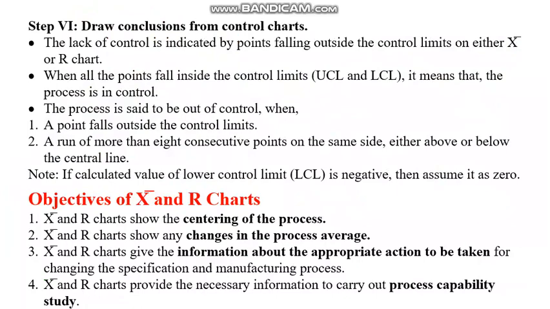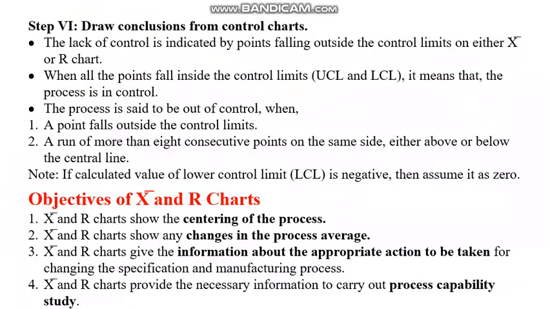To draw some conclusions, by looking at that, we should be able to say whether our process is under control or not. Lack of control will be when a point is falling outside the control limit, above the upper control limit or below the lower control limit. If a point has fallen outside on either the X chart or R chart, that means the process is not in control. When all the points fall inside the control limits, then the process is in control.